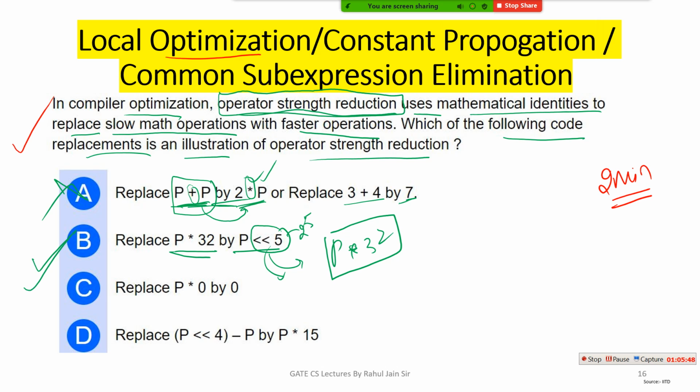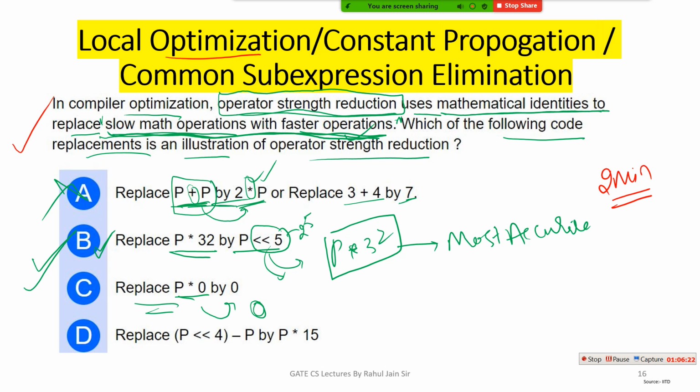Now some candidates are asking why option C is not correct. P into 0, if we replace it with 0, it is correct. We are optimizing this one, but we need to answer in terms of mathematical identities to replace slow math operations with faster operations. In terms of this, option B is the most accurate. We treat option B as the most accurate because we need to answer according to the question.